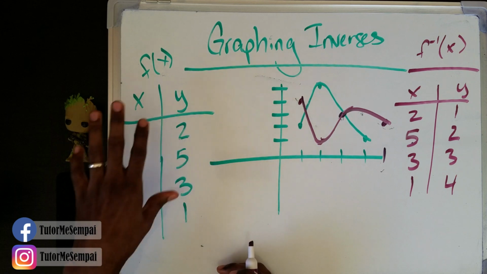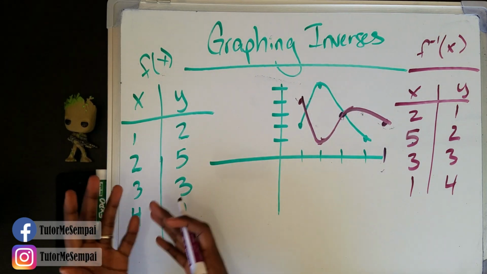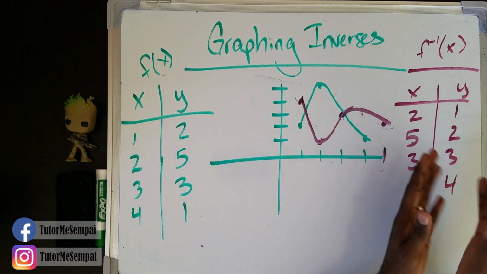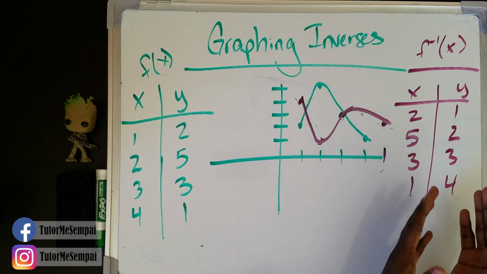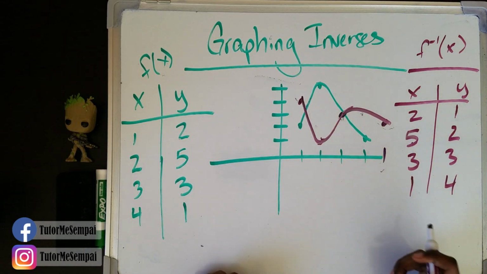So as long as you have your original domain and range of your function and you know their point values, you can just swap them and graph those points. Once you graph them, connect the points, and now you have your inverse.